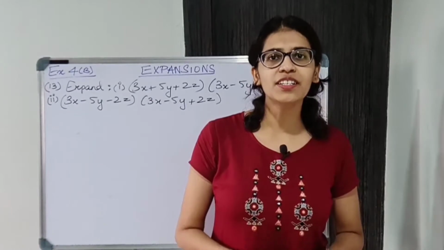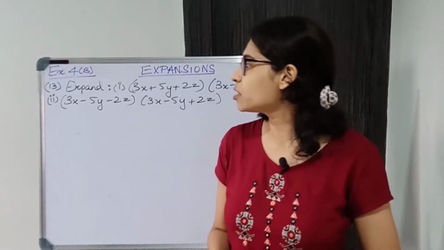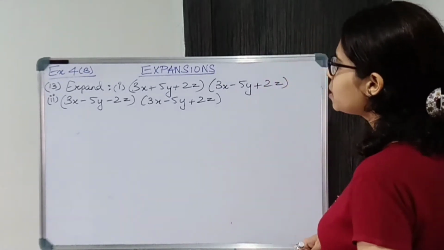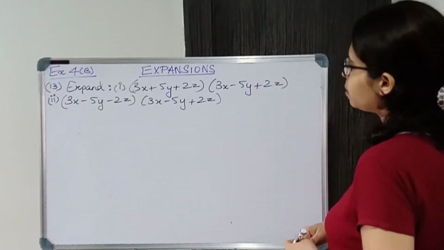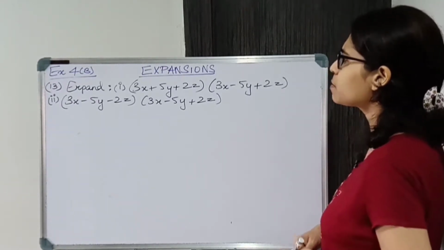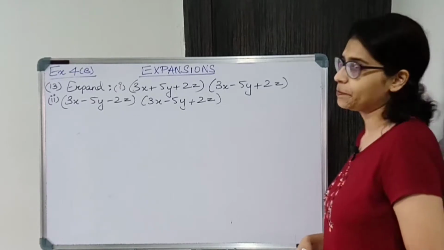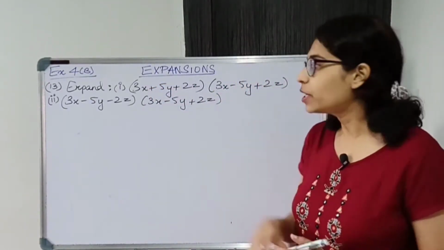In this video, we'll continue with exercise 4B from chapter expansions. Starting with question number 13, expand first part 3x plus 5y plus 2z into 3x minus 5y plus 2z. Second part 3x minus 5y minus 2z into 3x minus 5y plus 2z. So we'll write down the first part of the question first, okay?